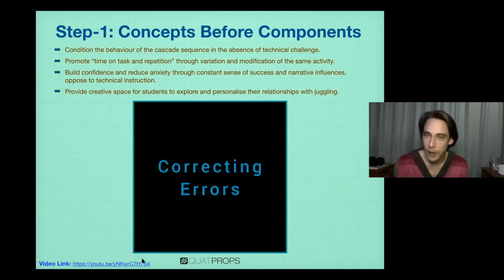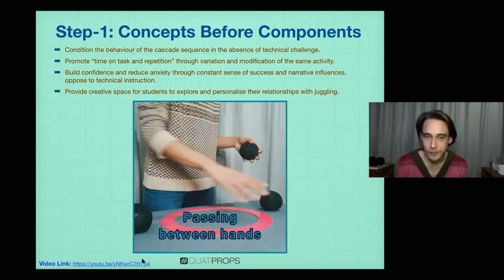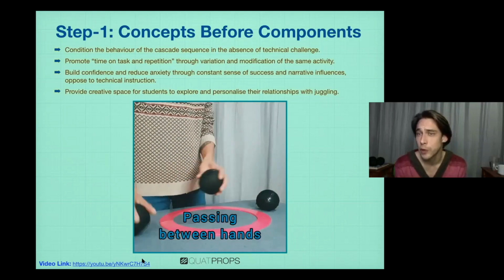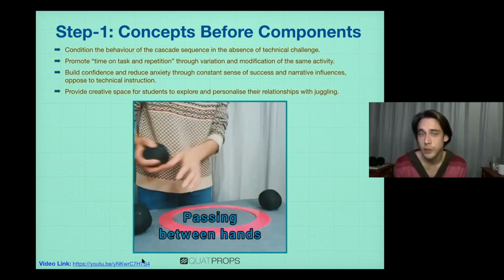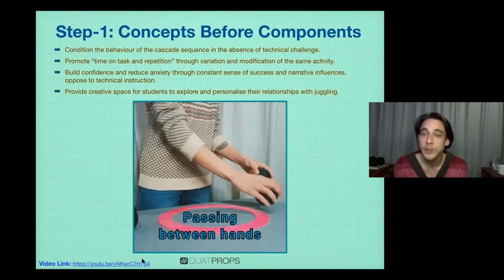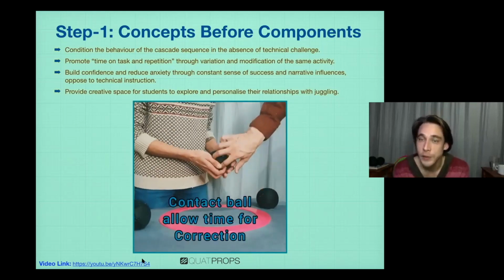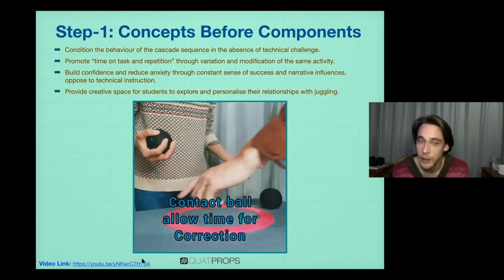One of the most common errors we see at this first step, you're going to see a video now, is passing between hands. It's the same error we see when we ask people to juggle two balls for the first time. The students will pass between their hands. This is because there's a dominant side to their brain, and the dominant side of their brain wants to be doing more of the processing than the non-dominant side.